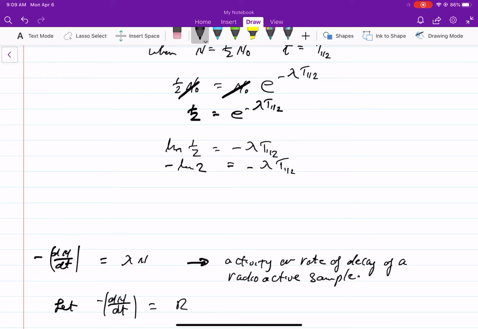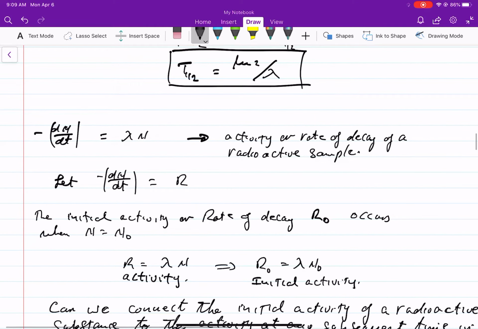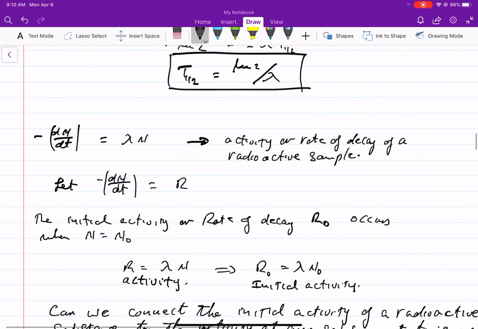And divide by minus 1, and we're going to make t half the subject. T half, the half-life. You can use this equation to represent it. It's ln 2 upon lambda. The half-life is ln 2 upon the decay constant. Okay, so that's not too bad.